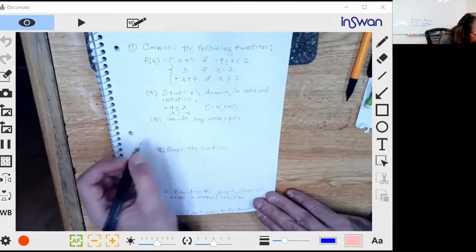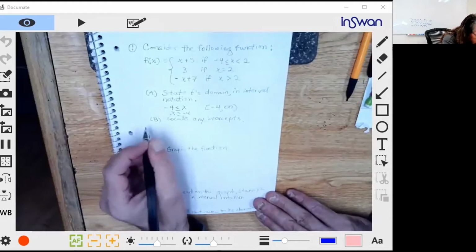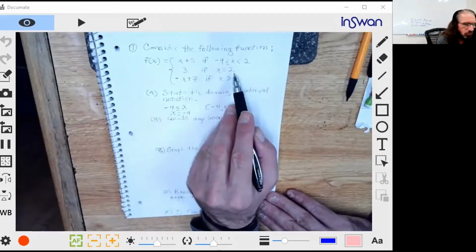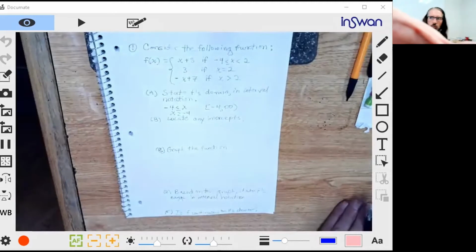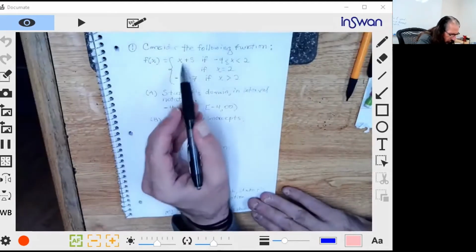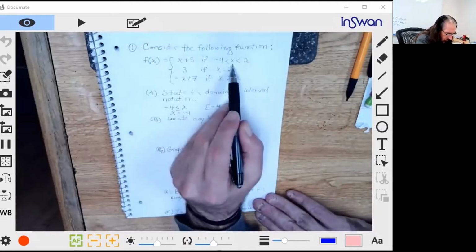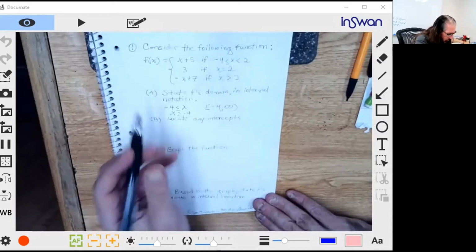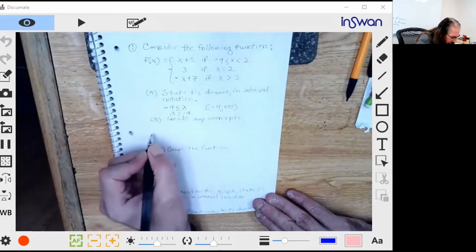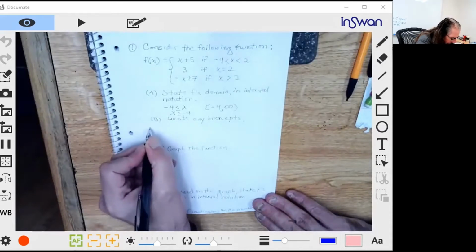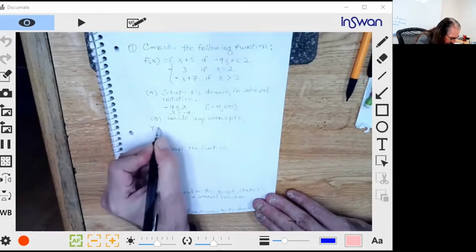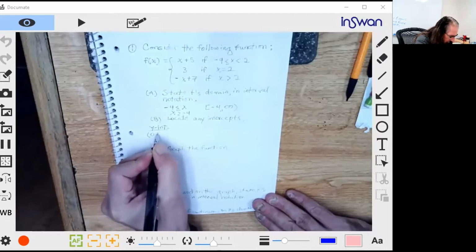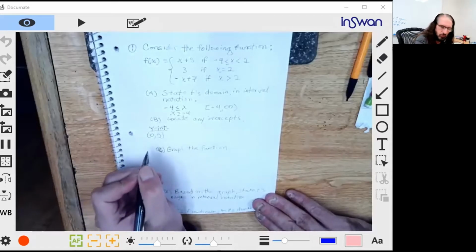As for intercepts, the y-intercept, remember, is when x is equal to 0, and that occurs in the first interval. 0 is at least as big as -4, but strictly less than -2. We put in 0 there. 0 plus 5 is giving us 5. So we've got a y-intercept at 0, 5.